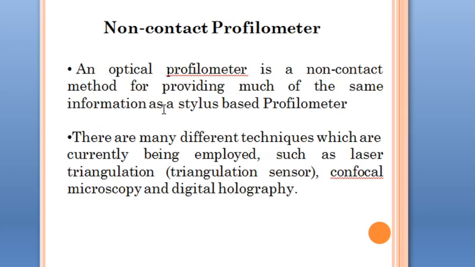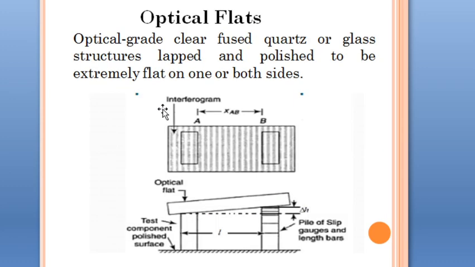An optical profilometer is a non-contact type for measuring the Ra value. Here the stylus based profilometer is used for measuring the roughness. There are many different techniques used for measuring the Ra value, such as laser triangulation sensor, confocal microscopy, or digital holography. It is a non-contact type profilometer. A Talysurf can also be used for measuring the Ra value.